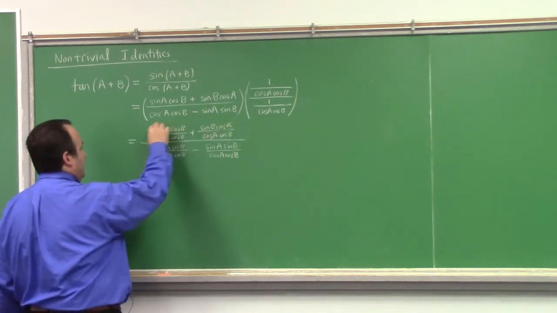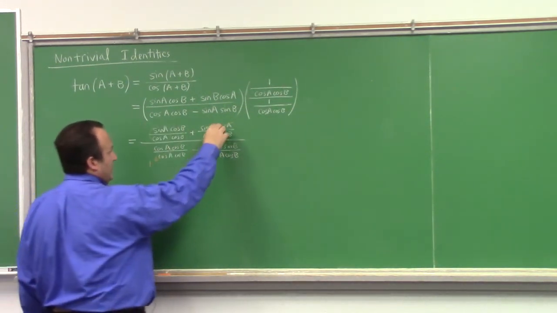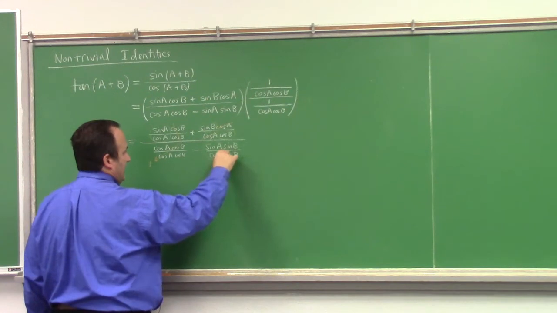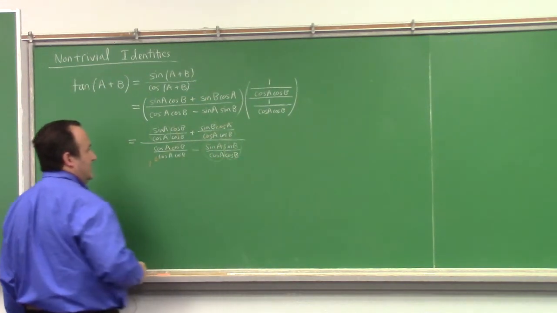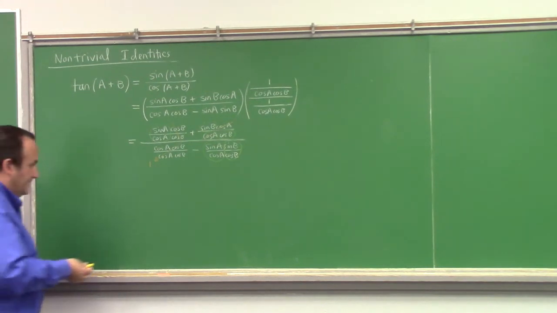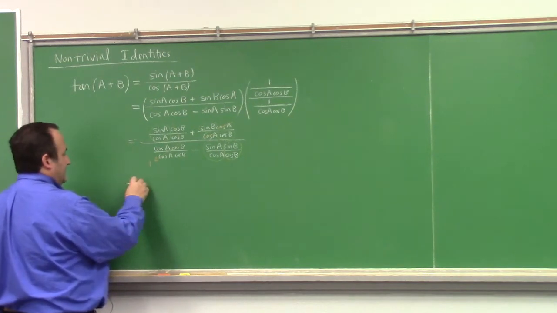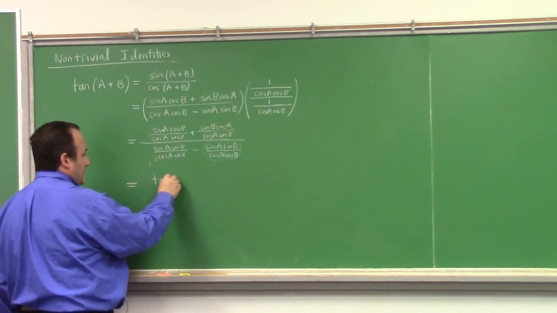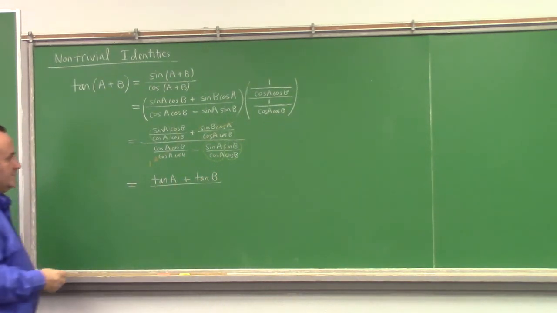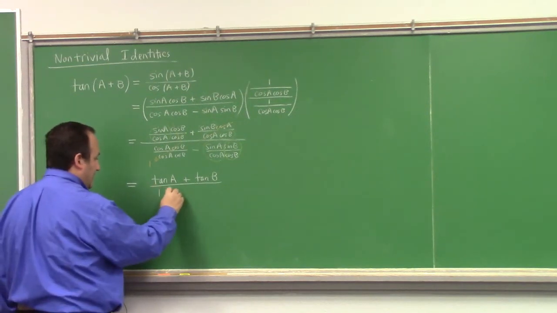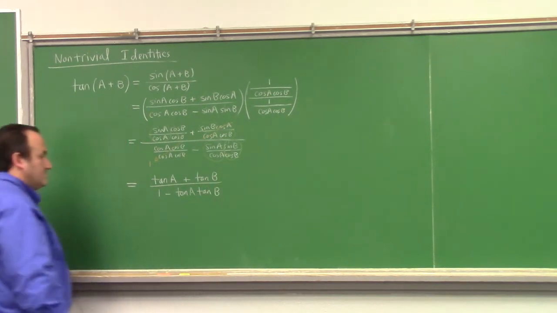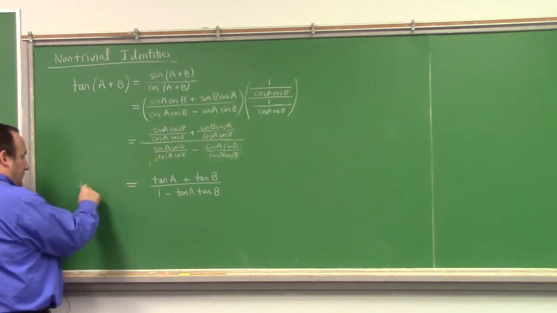So we've got a sine A over cosine A, we've got a sine B over cosine B. And down here we've got sine A over cosine A and sine B over cosine B. Every last one of these fractions is a tangent, right? So look at what we got: tangent A plus tangent B, divided by 1 minus tangent A tangent B. And there you go. That's the adding angles formula for tangent.